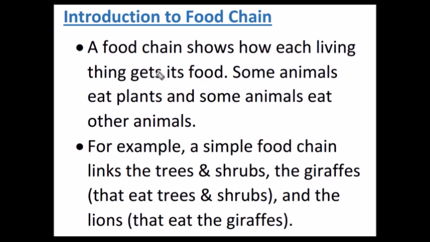What do you mean by food chain? Food chain indicates how each living thing gets its food. Each living thing, whether plant or animal, how do they get their food? Because some animals eat the plants and some animals eat other animals. So how to define food chain?